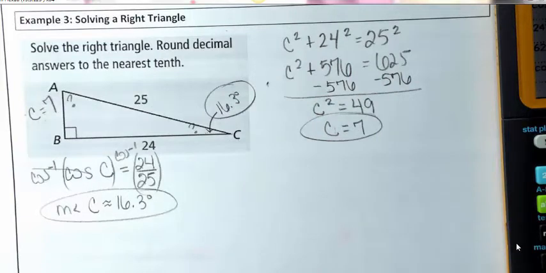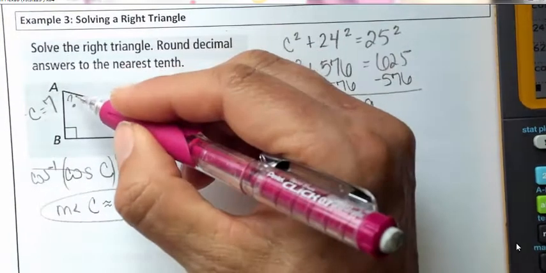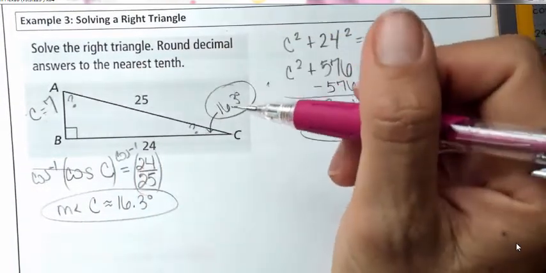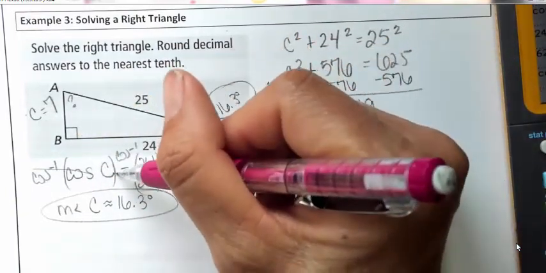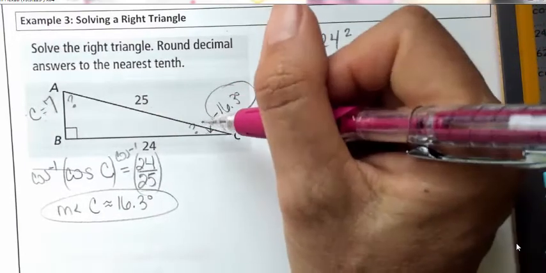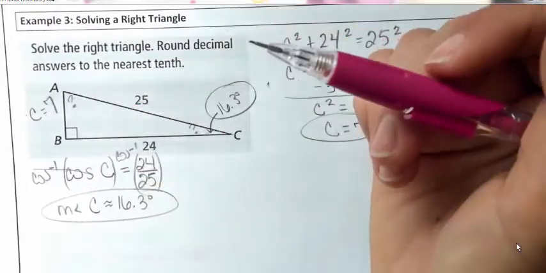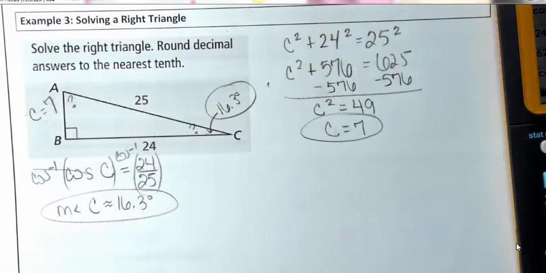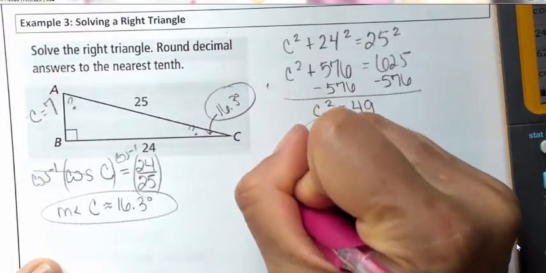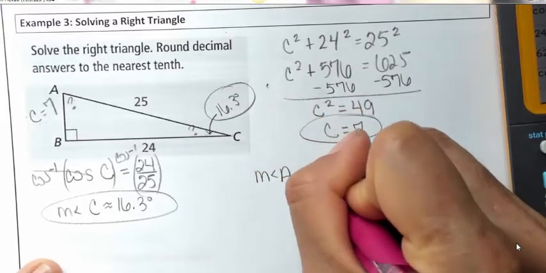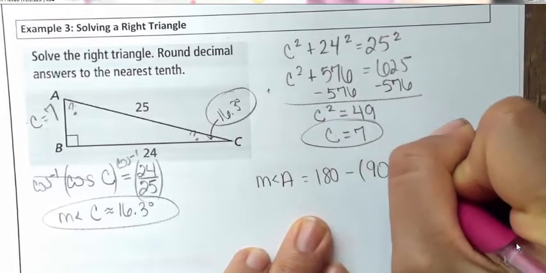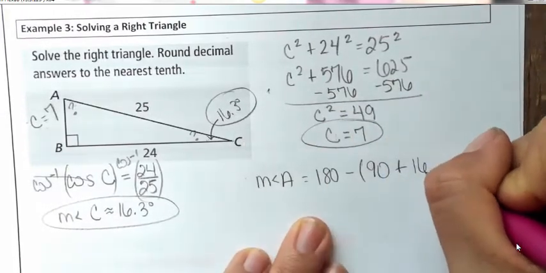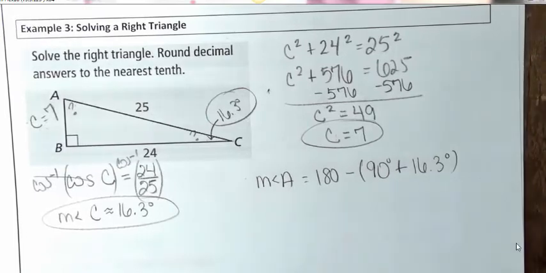Now from there you have a couple of other options for finding your third angle, your second acute angle. One of them is you can keep using trig functions and solve, and you'll have to use the inverse to do that. The other is, what do you know about all three angles in a triangle? That's right, they add up to 180. So if I want to find the measure of angle A, it's basically going to be 180 minus the other two angles that I have. One of them is 90, and the other one is approximately 16.3. This is pretty rounded, but it is what it is.